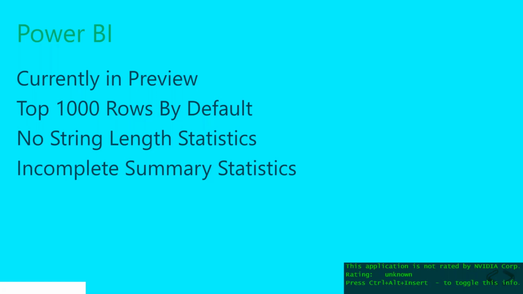So Power BI, it's a good start. It's in preview, so you have to turn it on. By default, you only get the top 1,000 rows, but you can change it. You don't get any string length statistics, and your summary statistics are incomplete. So summary statistics are things like, when you're dealing with numbers, your mean, your median, your standard deviation, those kinds of things.